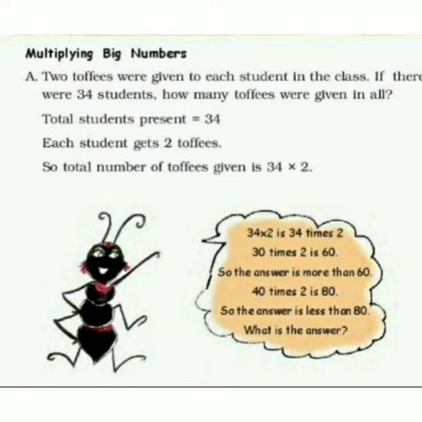Now 2 toffees were given to each student in the class. If there were 34 students, how many toffees were given in all? Now how many total students are there? 34, and each student is getting 2 toffees. So the total number of toffees will be 34 multiplied with 2. Right?